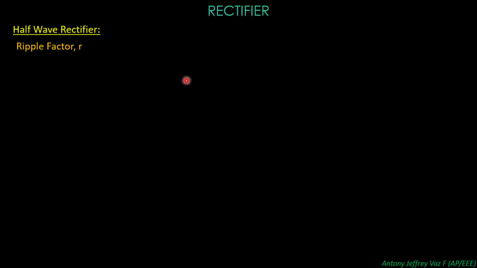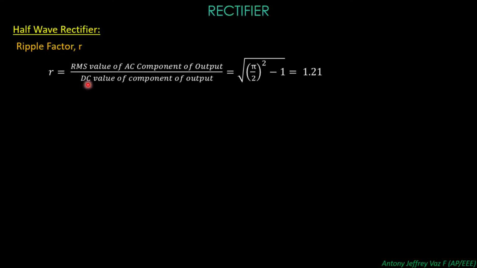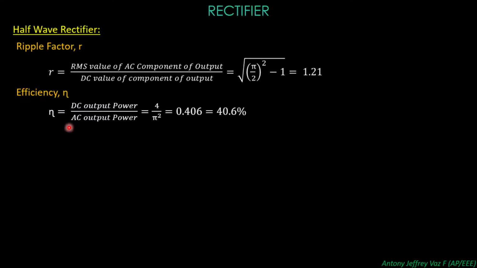The ripple factor R of the half-wave rectifier is equal to the RMS value of the AC component of the output divided by the DC value of the output. So the AC component divided by the DC component gives the ripple factor. The mathematical expression is square root of (pi by 2) whole squared minus 1, which is equivalent to 1.21.